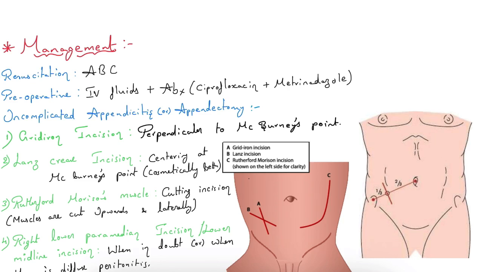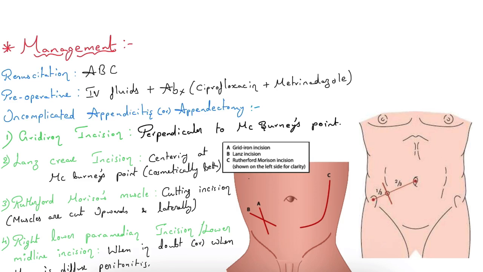The treatment is usually surgery to remove the appendix, which we call appendectomy. Before doing management we have to do an assessment. So here we have to do resuscitation, which is ABC, meaning we have to check airway, breathing, circulation.